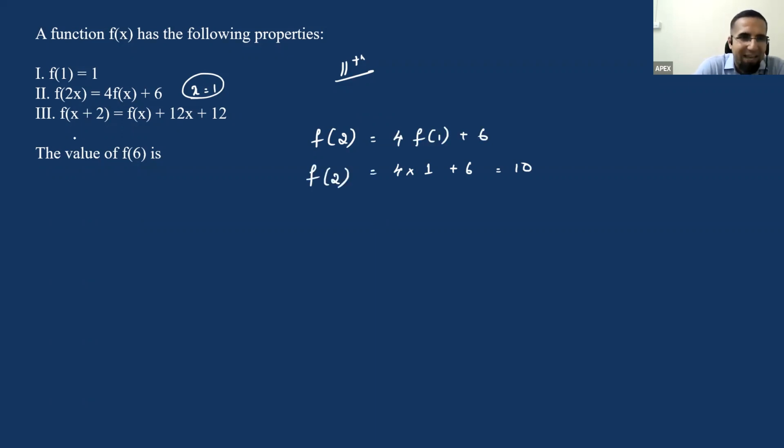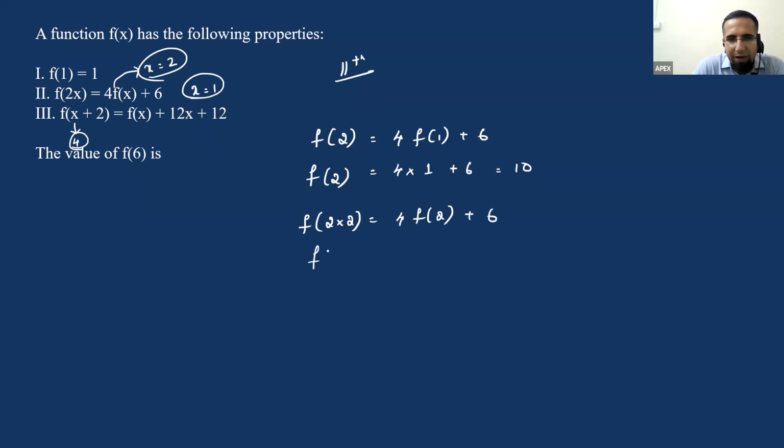Now I want f of 6, guys. If I want f of 6, I want the value of x is equal to 4. If I want the value of x is equal to 4, let me again replace the value of x is equal to 2 here. Then I get f of 2 into 2, that is 4, is equal to 4 times f of 2 plus 6. So what do I get, guys? I get f of 4 is equal to 4 into 10, that is 40. 40 plus 6 is equal to 46.